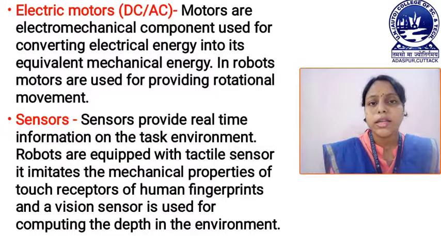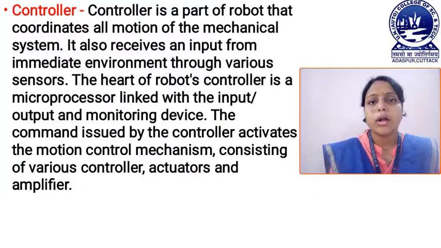Then next one is the sensor. Here sensors provide real-time information on the task environment, and robots are equipped with tactile sensors. It imitates the mechanical properties of touch receptors of human fingerprints, and a vision sensor is used for computing the depth in the environment. That means here the sensor is nothing but the input device through which the robot takes the input from its task environment, and there are different types of sensors, and these sensors are used for different purposes.